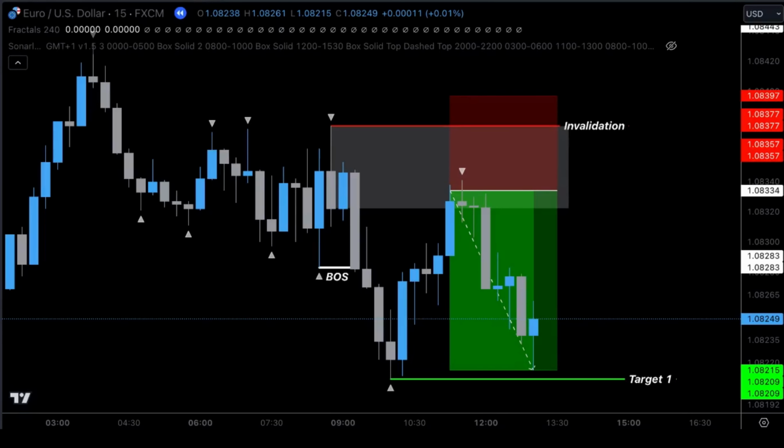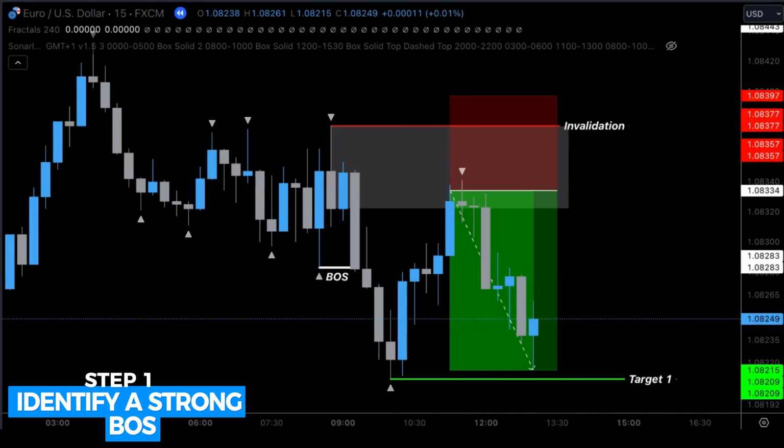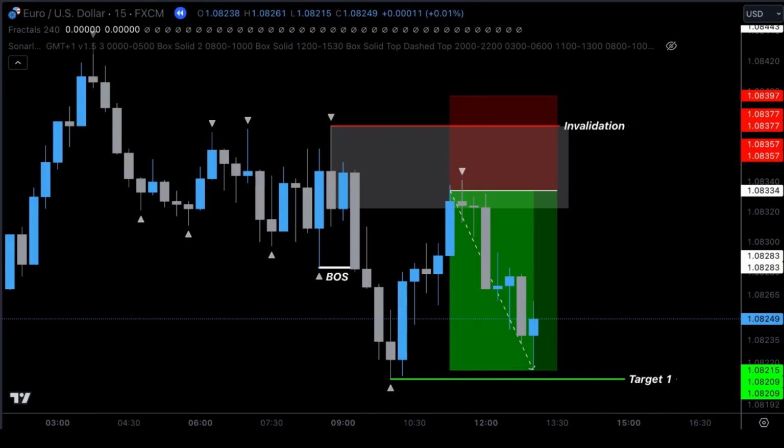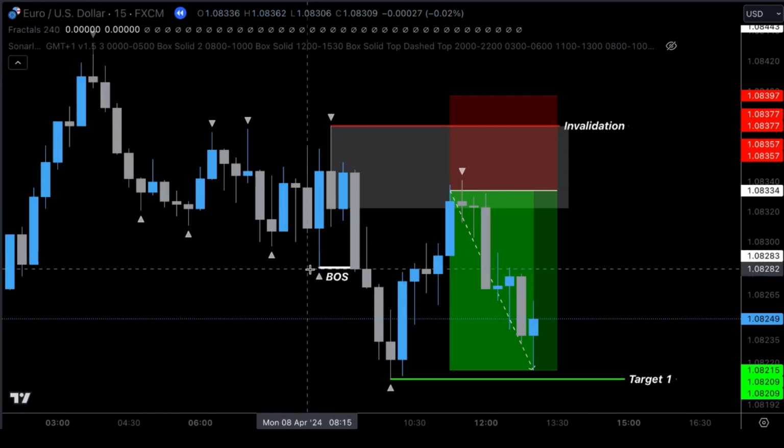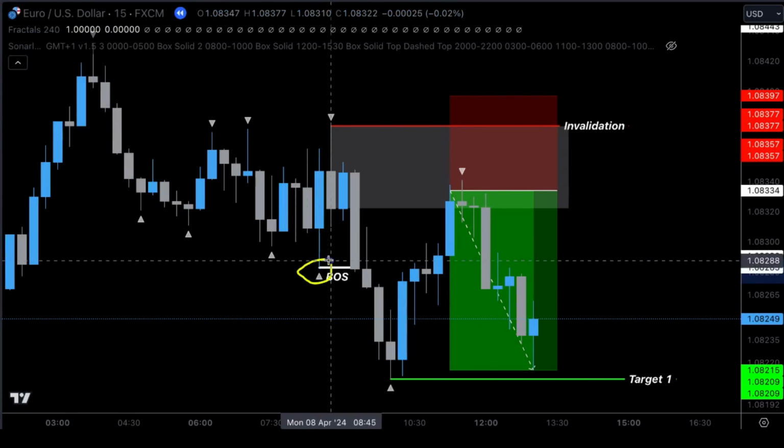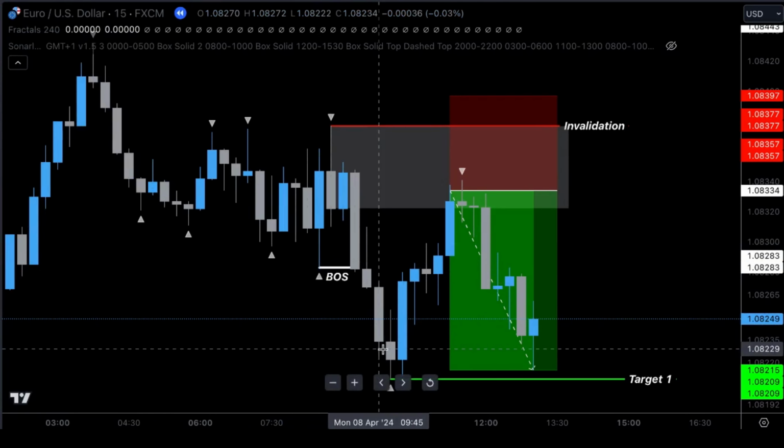Of course, a short example is simply just the opposite of the long example. So essentially, step number 1, we need to identify a strong break of structure to the downside. Understand, here we've broken this fractal low to the downside very impulsively within a high volume session, within the London session. So step number 1, we've identified a strong break of structure.